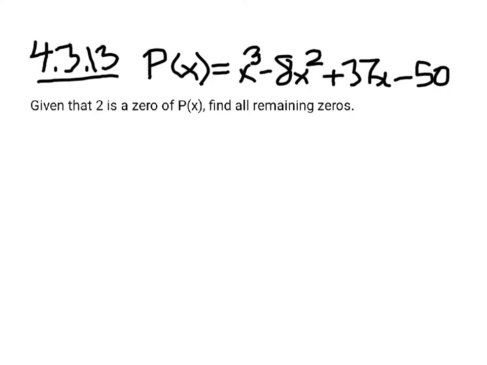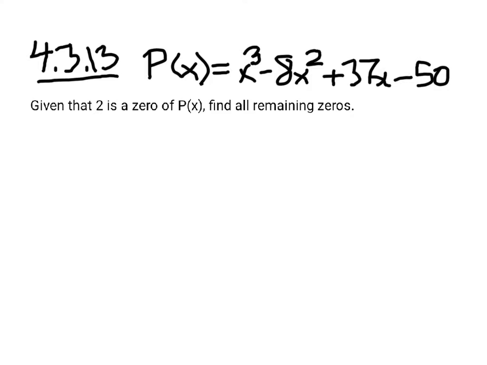Here's an example from the homework for section 4.3. In this problem, you're given a polynomial, which I've copied down up here in case you're having trouble with my handwriting. It's x cubed minus 8x squared plus 37x minus 50. And we're told that 2 is a zero of this polynomial. We're tasked with finding all of the remaining zeros.